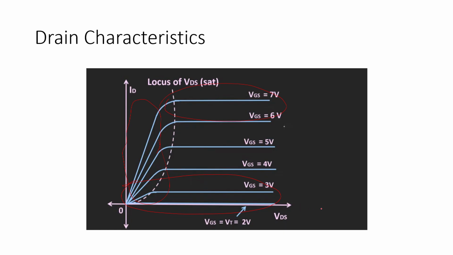Okay, and this drain characteristics is the same as your JFET, VDS versus ID, but in JFET it is like 0, 1, 2, 3, 4, 5. It means it increases in this order. But here, for the maximum gate source voltage, the current ID will be maximum.